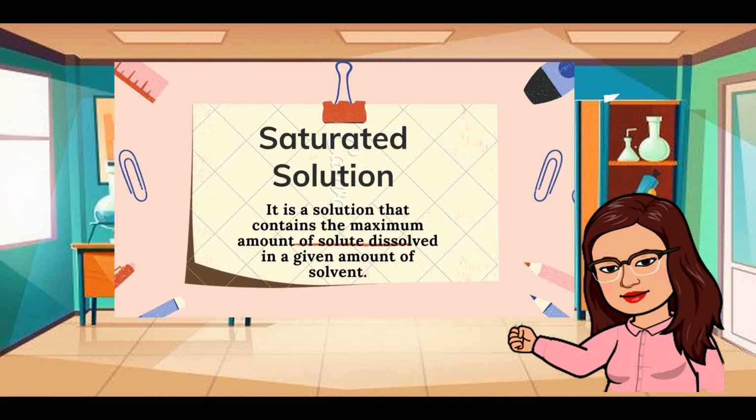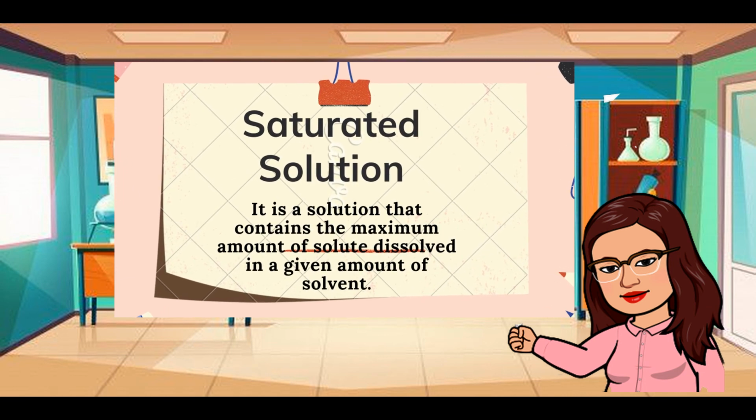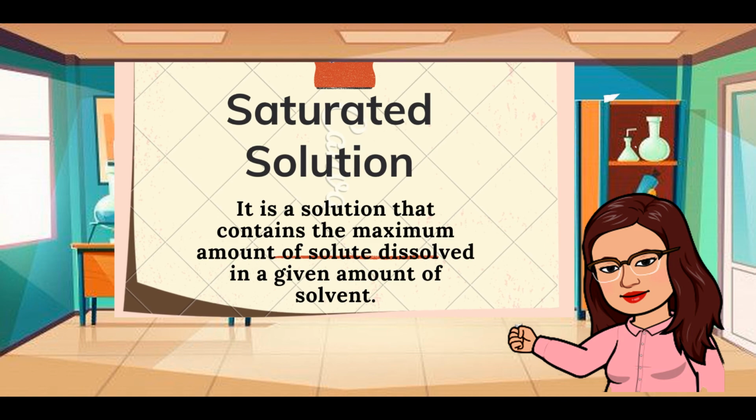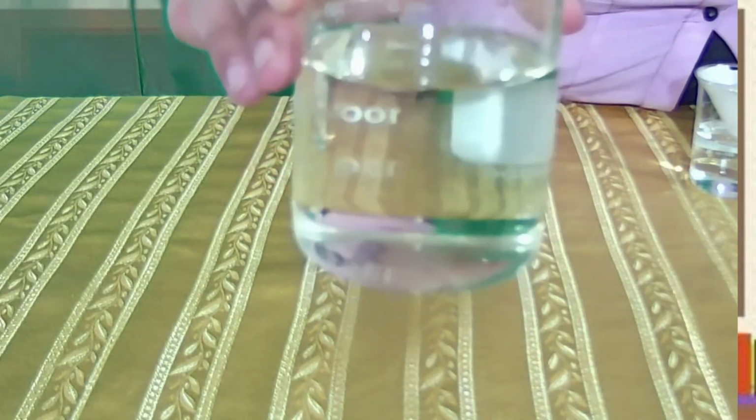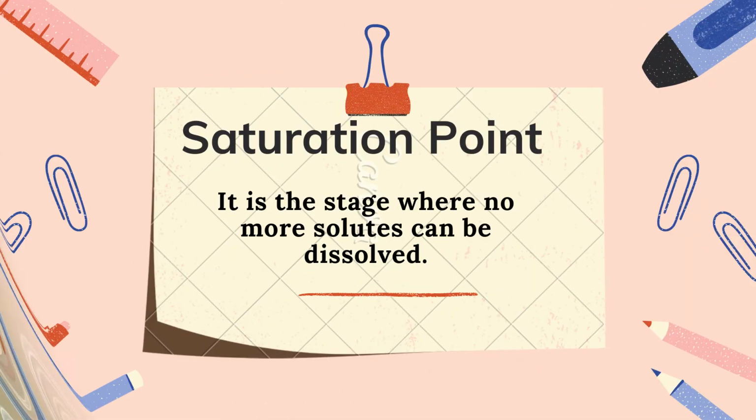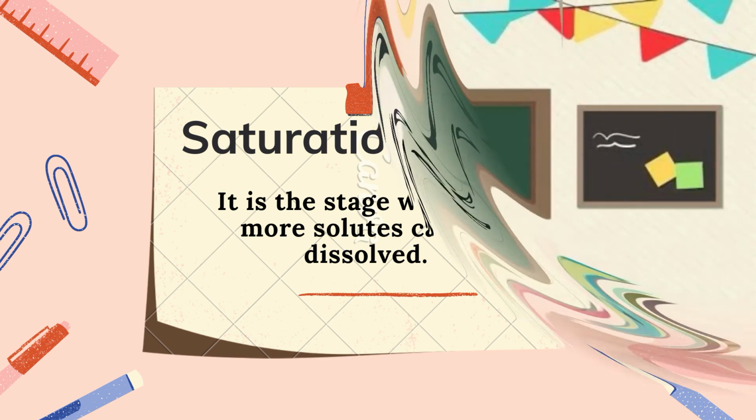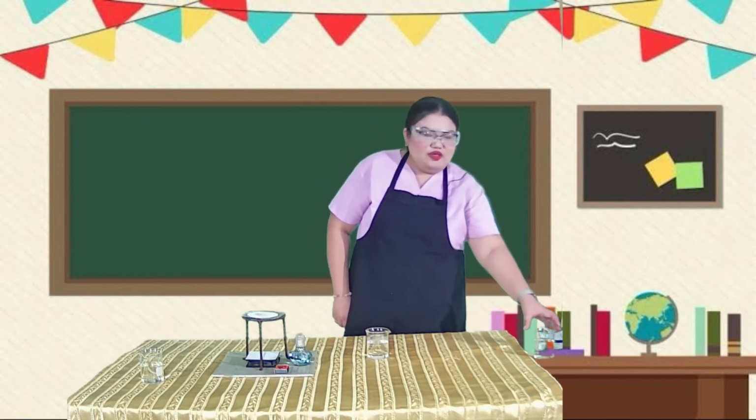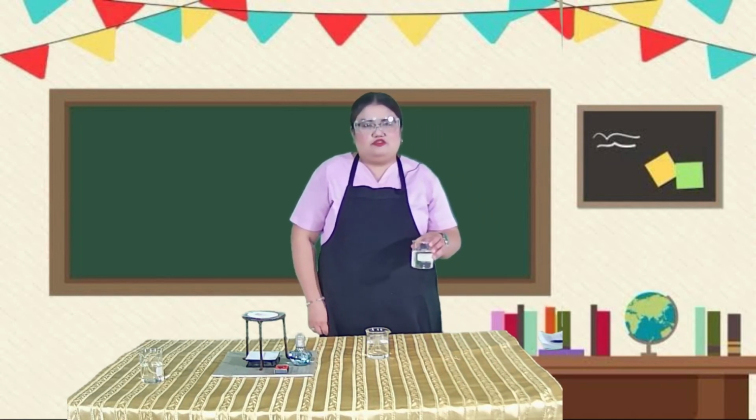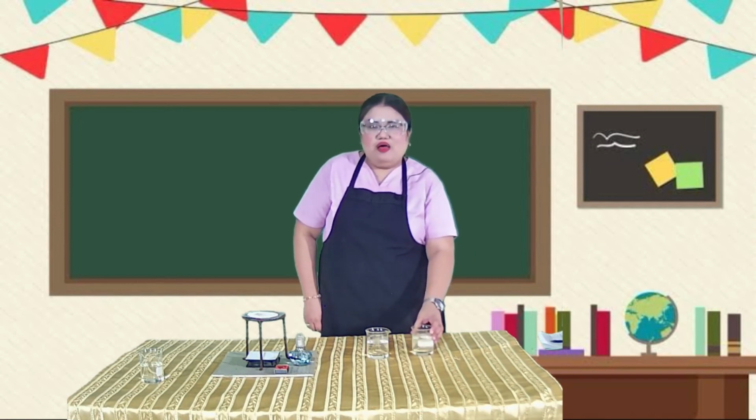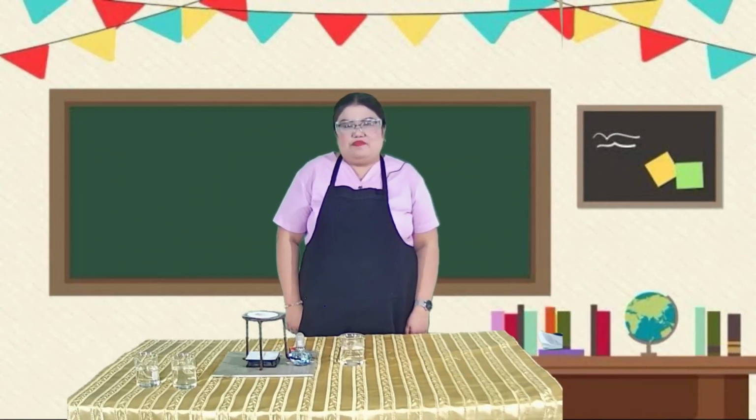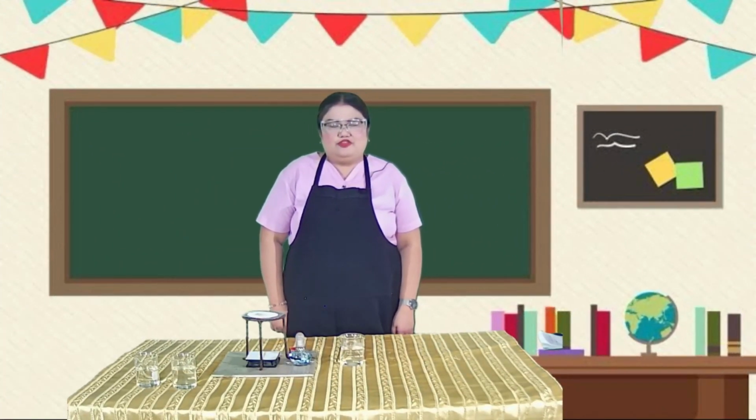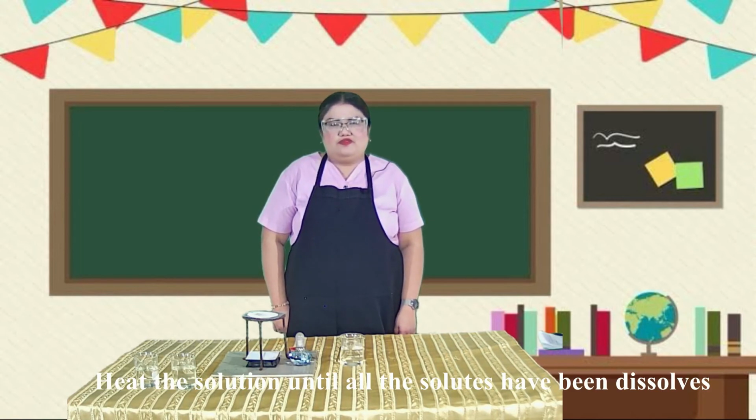A saturated solution is a solution that contains the maximum amount of solute dissolved in a given amount of solvent. The presence of excess solute is an evidence that the solution has reached its saturation point. Saturation point is the stage where no more solutes can be dissolved. I have here another beaker of saturated sugar solution to show you how a supersaturated solution is being prepared. The next step is we're going to heat the saturated solution until all the solutes have been dissolved.